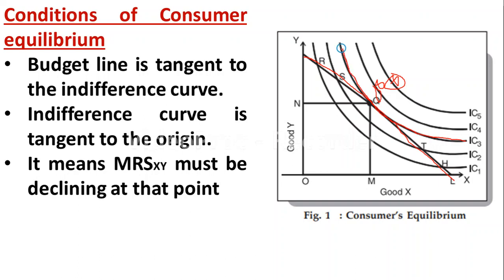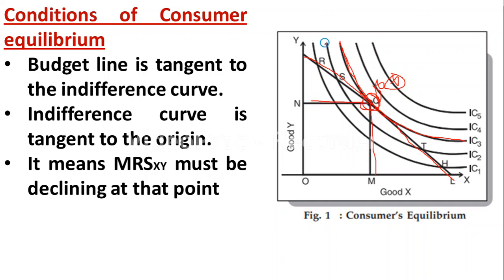Q, yes, just observe, if you observe here, at point Q, budget line is tangent to the indifference curve and indifference curve is convex to the origin. So this is optimal choice of the consumer. So this is known as the consumer's equilibrium. At this point he is buying OM quantity of good X and ON quantity of good Y.